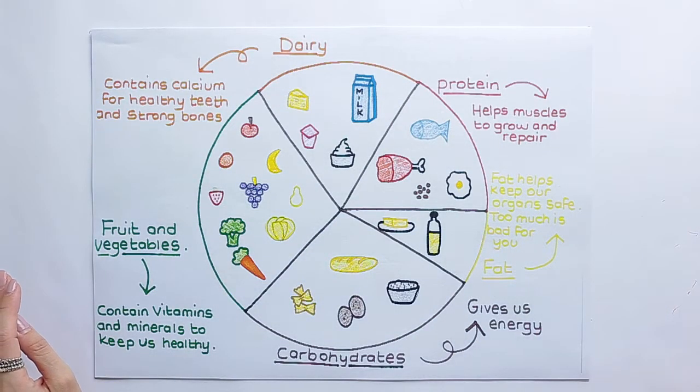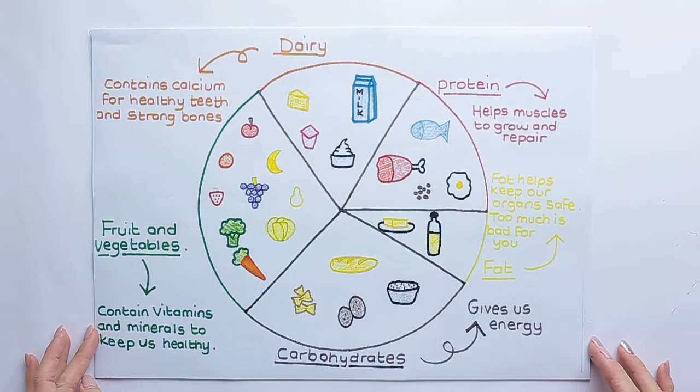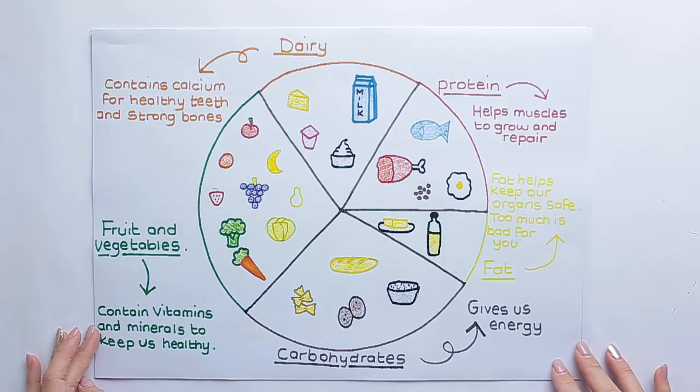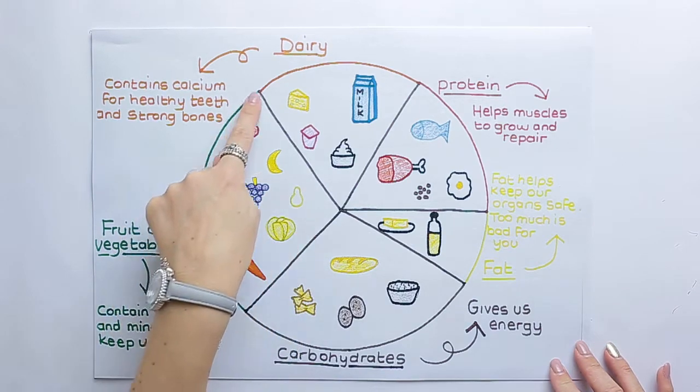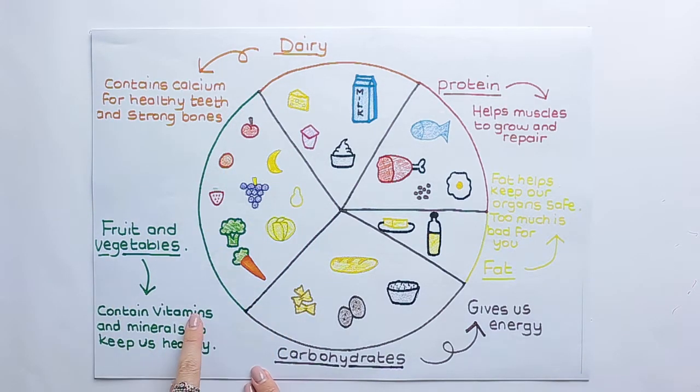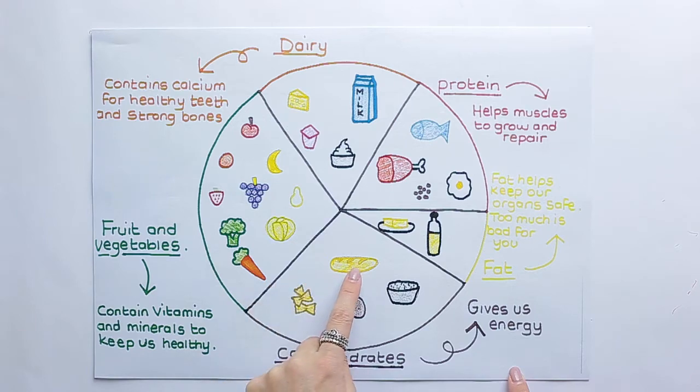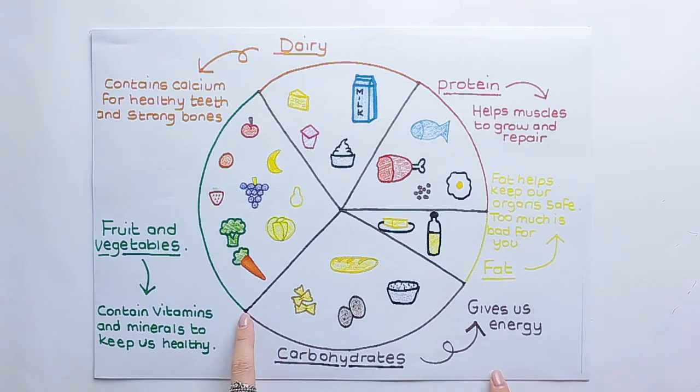When we look at food, we put them into categories. Look at this. Fruit and vegetables. They contain vitamins and minerals to keep us healthy. Carbohydrates, for example, bread, rice, potatoes and pasta. Carbohydrates give us energy.